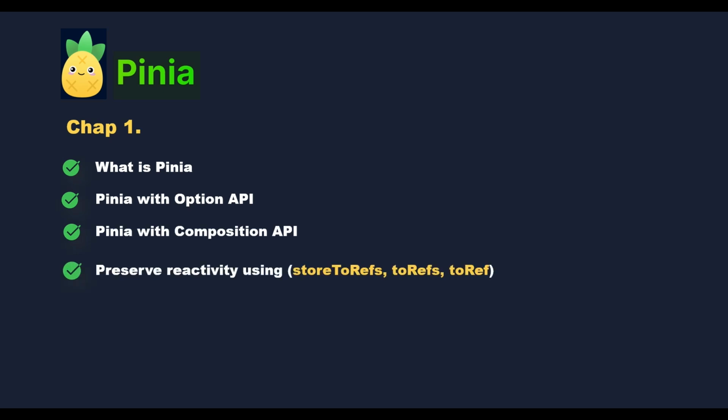We are going to learn how to preserve reactivity using the storeToRefs, toRefs, and toRef functions. We are going to talk about automatic replacement inside a Pinia store in order to enhance the development process.